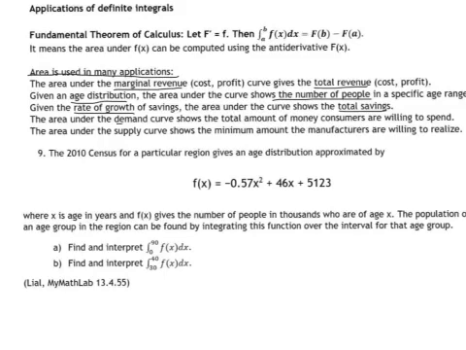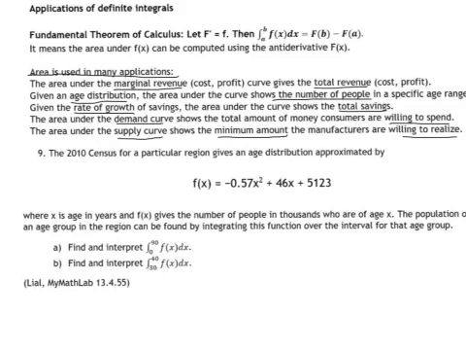The area under a demand curve would show the total amount of money that consumers are willing to spend. And the area under the supply curve shows the minimum amount that the manufacturers are willing to realize or put their product or service on sale for. So here's one of the first examples.